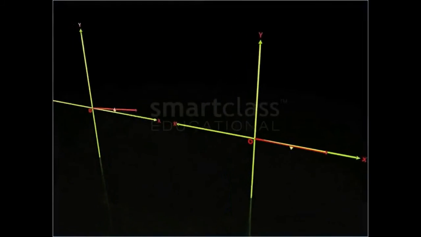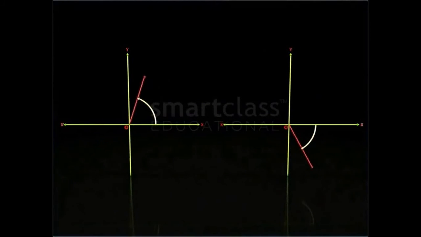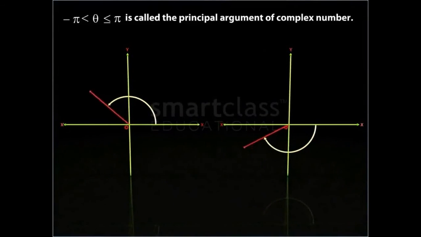The value of theta when limited to an interval minus pi to pi, such that minus pi is excluded and pi is included in the interval, then the value of theta lying in this interval is called the principal argument. Notice that the size of this interval is also 2 pi.